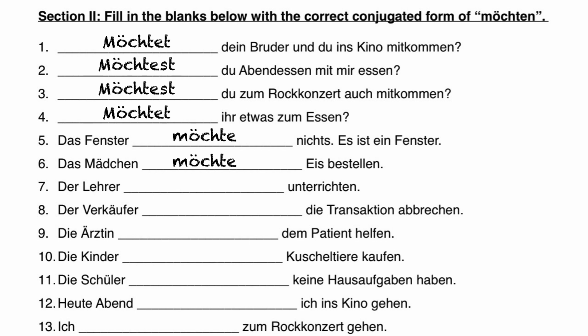Das Mädchen something Eis bestellen. Das Mädchen möchte Eis bestellen. The girl would like to order ice cream. Der Lehrer möchte unterrichten. The teacher would like to teach.